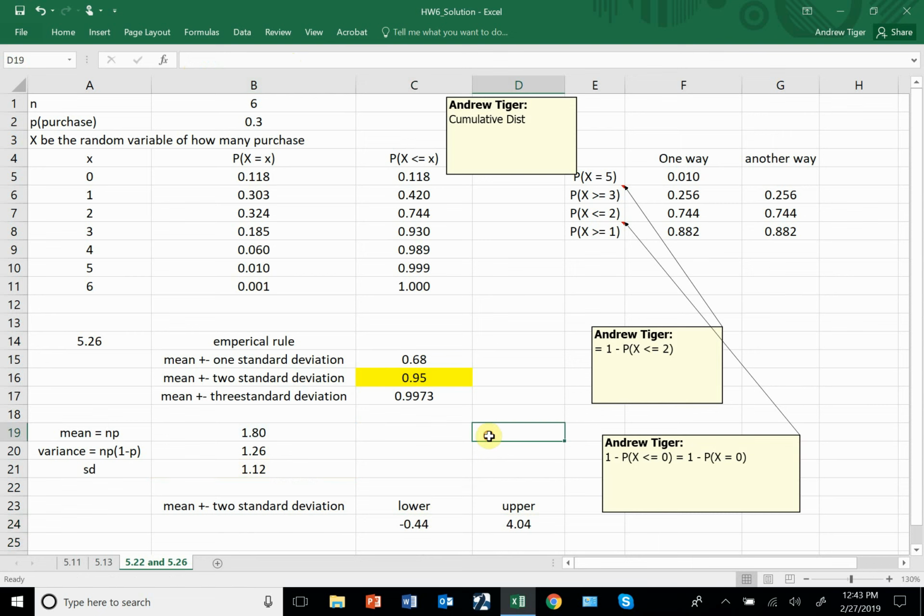So 95% of the time, the number of purchases is going to be between this number and this one. Or between 0 and this one if you want to do it that way. Which is fine with me.